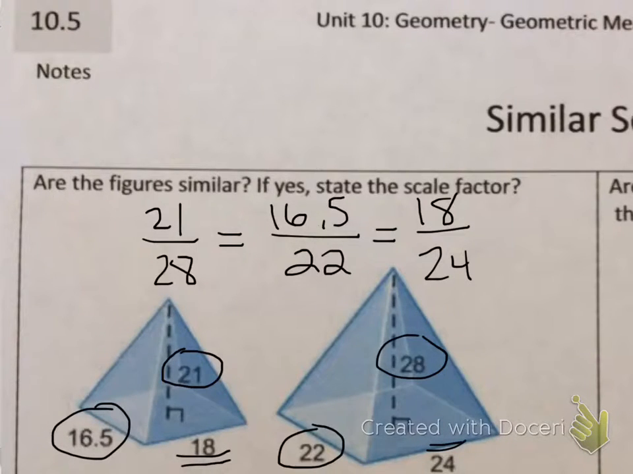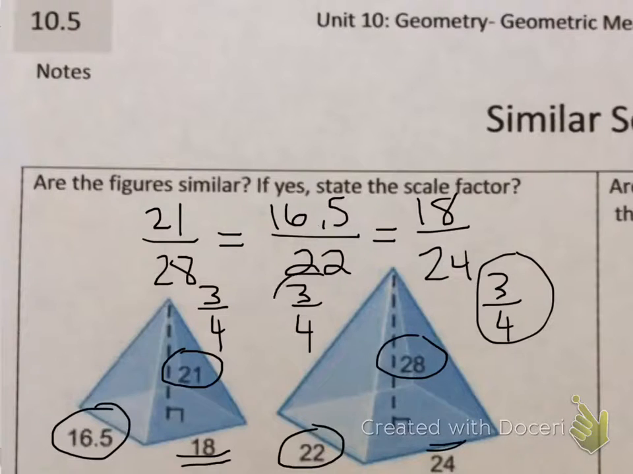What I need to do is just punch those fractions in my calculator and see if they reduce to the same fraction. So when I put 21 over 28 in my calculator, I get 3/4. Then I'm going to do 16.5 over 22 on my calculator, and I also get 3/4. And then 18 over 24 on my calculator, I also get 3/4.